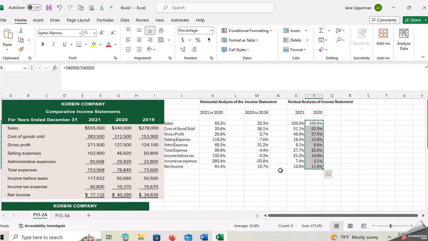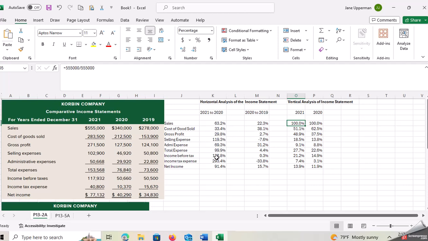Now then, what we use these for, so now that you have them completed, you can analyze them to say, okay, what's going on? When we go horizontally, this is saying it's either increasing or decreasing. So sales increased 63% this year. They increased 22% last year. Cost of goods sold increased by that. You know what I mean? So that's what you're comparing.